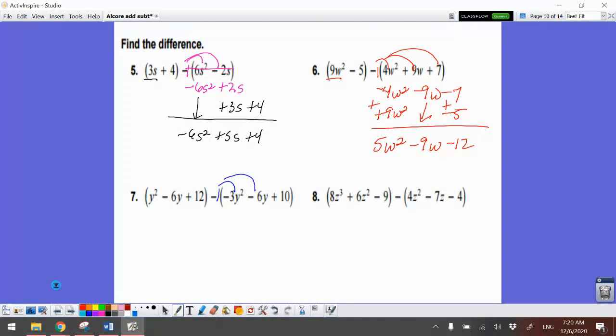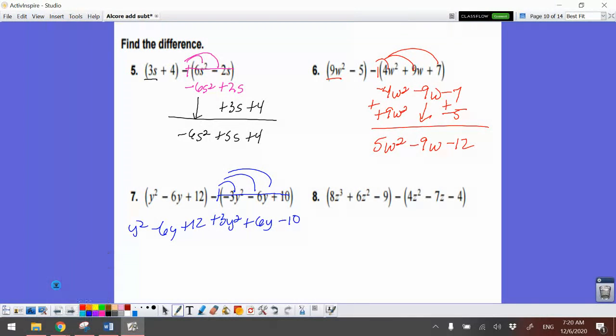All right, let's see how we did here. Negative negative is a positive. Again, negative negative is a positive. So it's a positive 6y and a negative 10. So this is all gone. Y squared minus 6y plus 12.